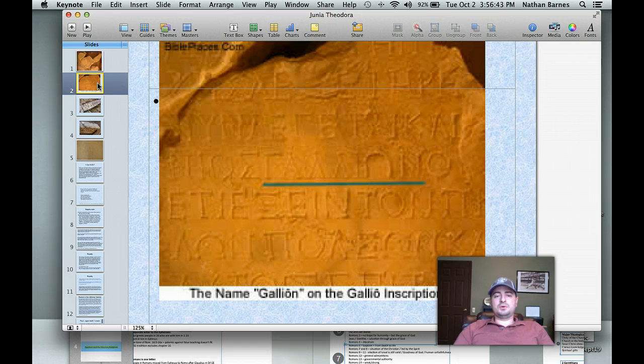And there's a close-up. This is actually his name. This is a G, A, and then L, L, I, O, N. That's a case ending. Gallio. And he's the brother of Seneca the Younger, who was a Stoic philosopher, and some people think that Gallio met Paul also. But his little brother was very influential in Stoic philosophy and in how we interpret the first century.